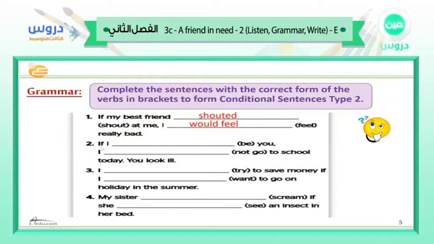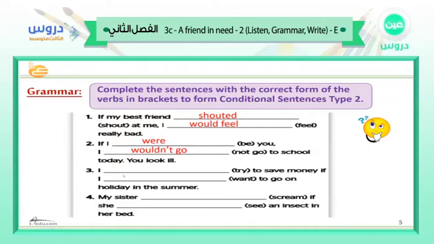Okay, number 2. If I, so the if clause will be only in the past simple. So we have be here. What is the simple past of the verb to be? Very good, were. If I were you, okay, so here not go. So we are going to add would because we have the negative form. So we are going to say, I wouldn't go to school today. You look ill because she's sick.